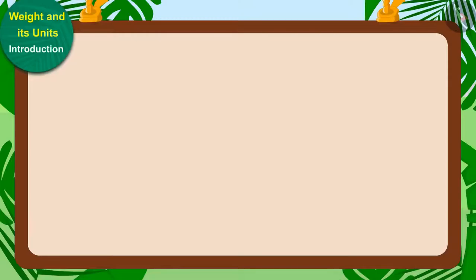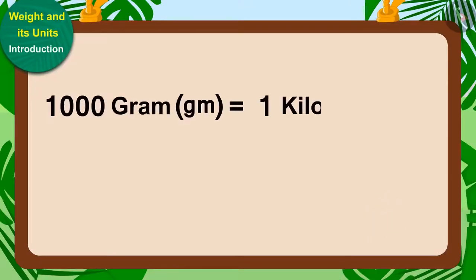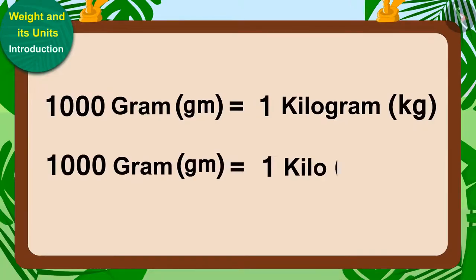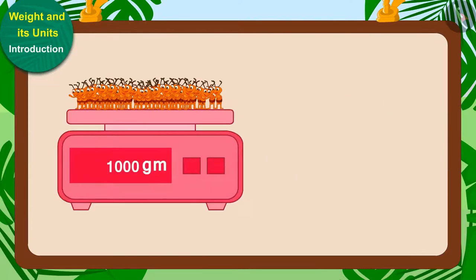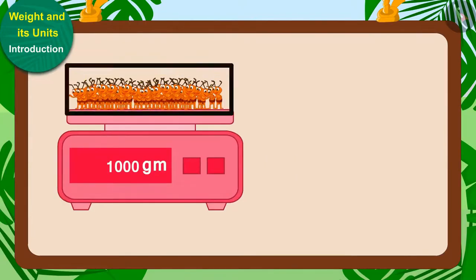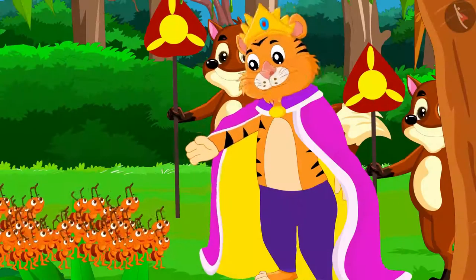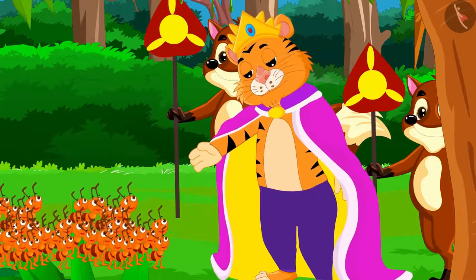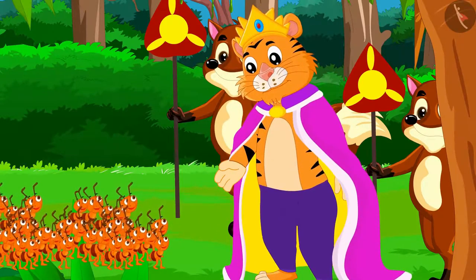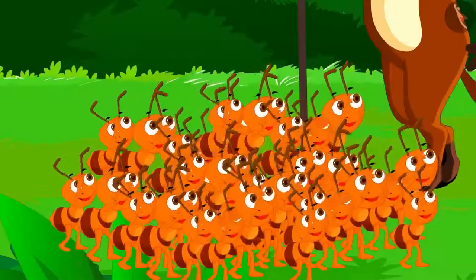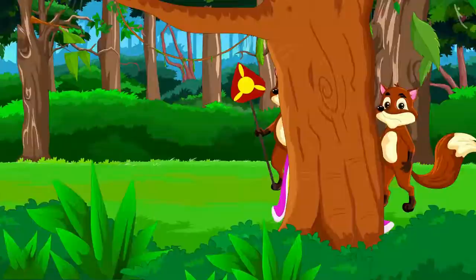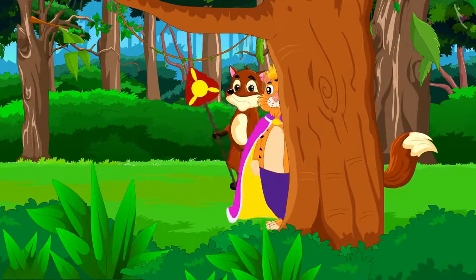And do you know another fun thing? 1,000 grams is equal to 1 kilogram or 1 kilo. This means 10,000 ants weigh 1 kilo. The king was very impressed by the unity and wit of the ants. He gave 10 kilograms of sugar to the ants and resumed his walk.